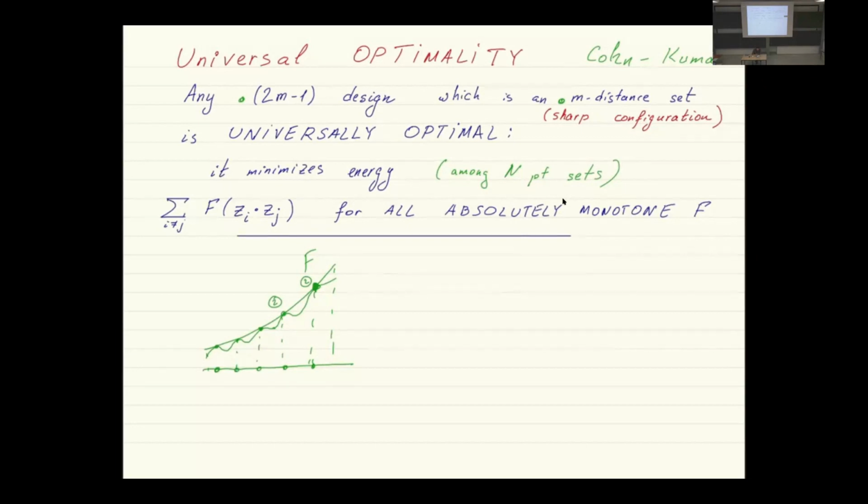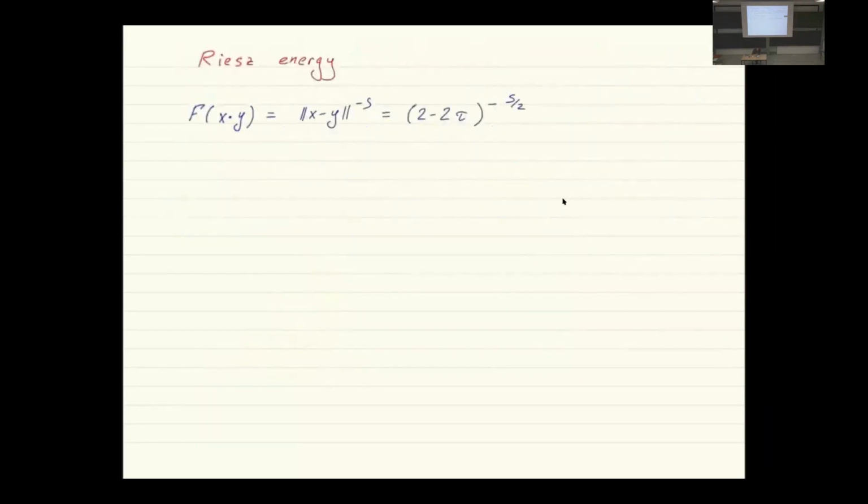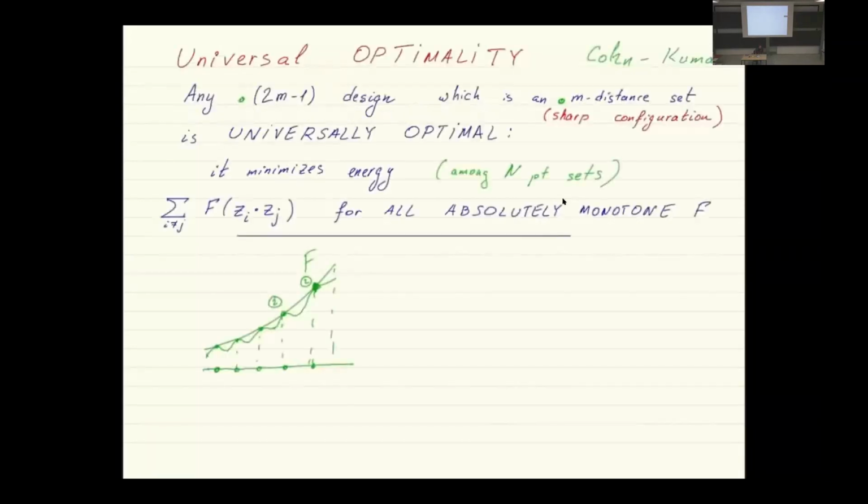So I will just say a couple more words and I'll finish here. One interesting thing is that you can already use this universal optimality to go back to spherical packings on the sphere, optimal spherical codes. So this would show that such configurations, the sharp configurations, are optimal codes, that they have the optimal separation on the sphere. And this is done in the following way.